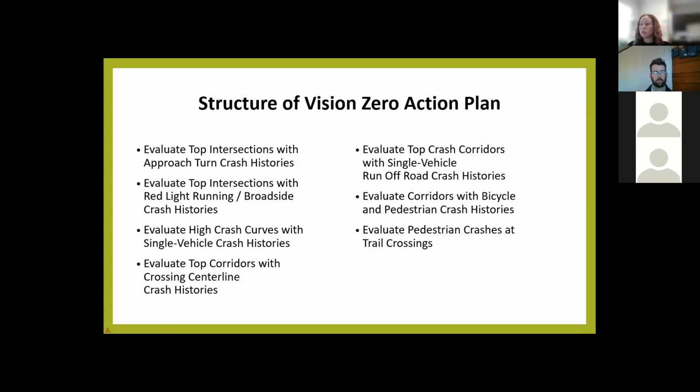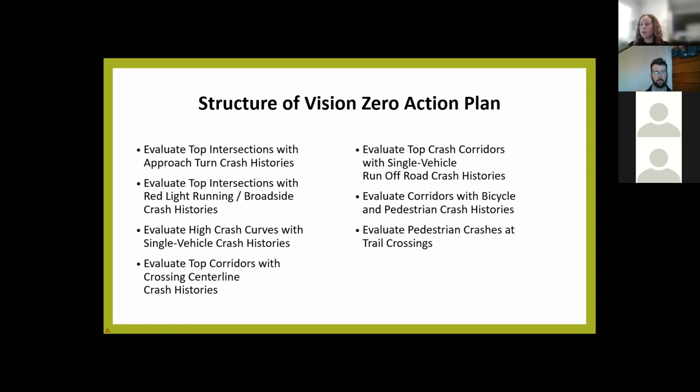We have structured the action plan here by most common crash trends at first at our intersections, on our corridors, at our high crash curves, and at trail crossings. Of our severe, so both fatal and major injury intersection related crashes, we found that approach turn and broadside crashes were the two most common types. A handful of the top intersections with approach turn crash histories are already being looked at.